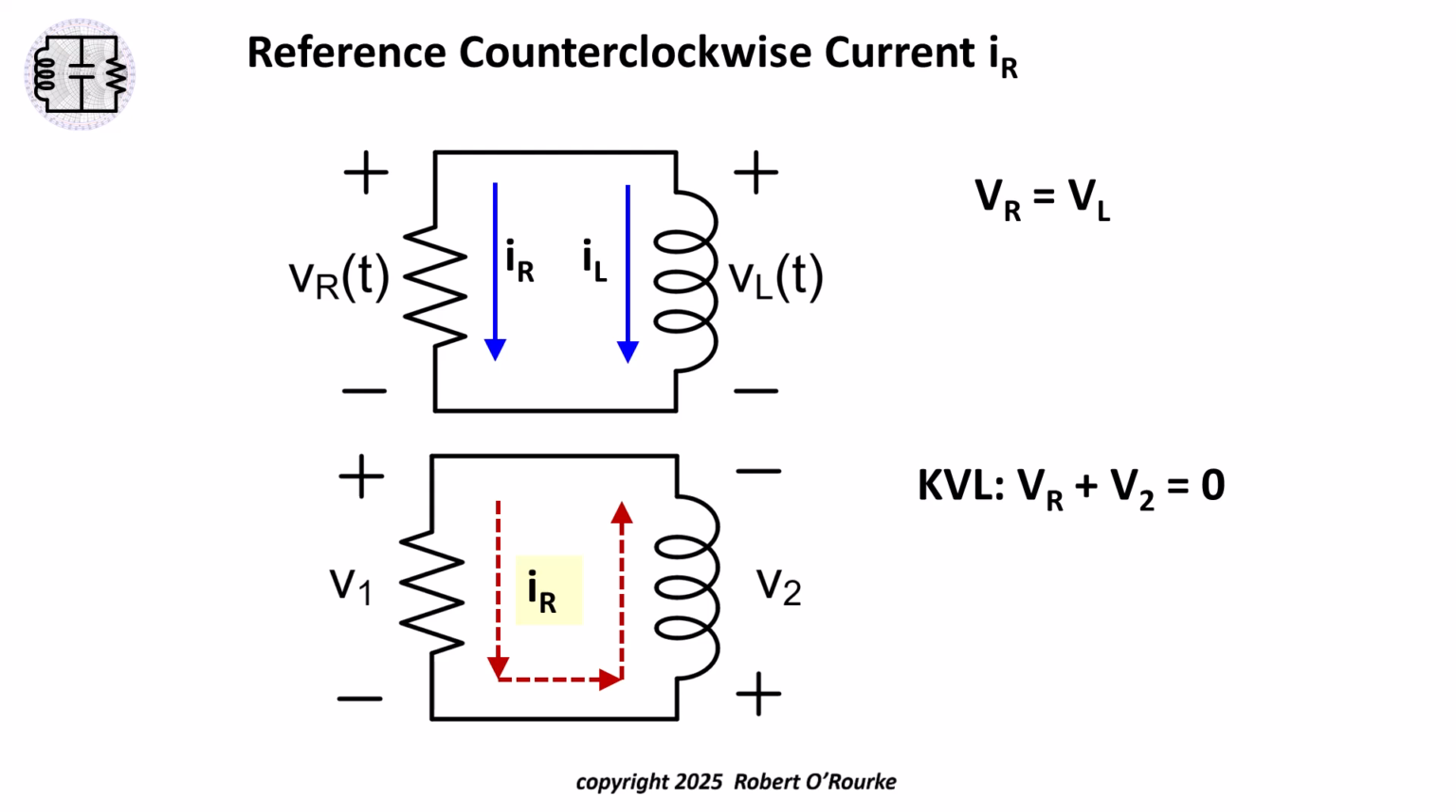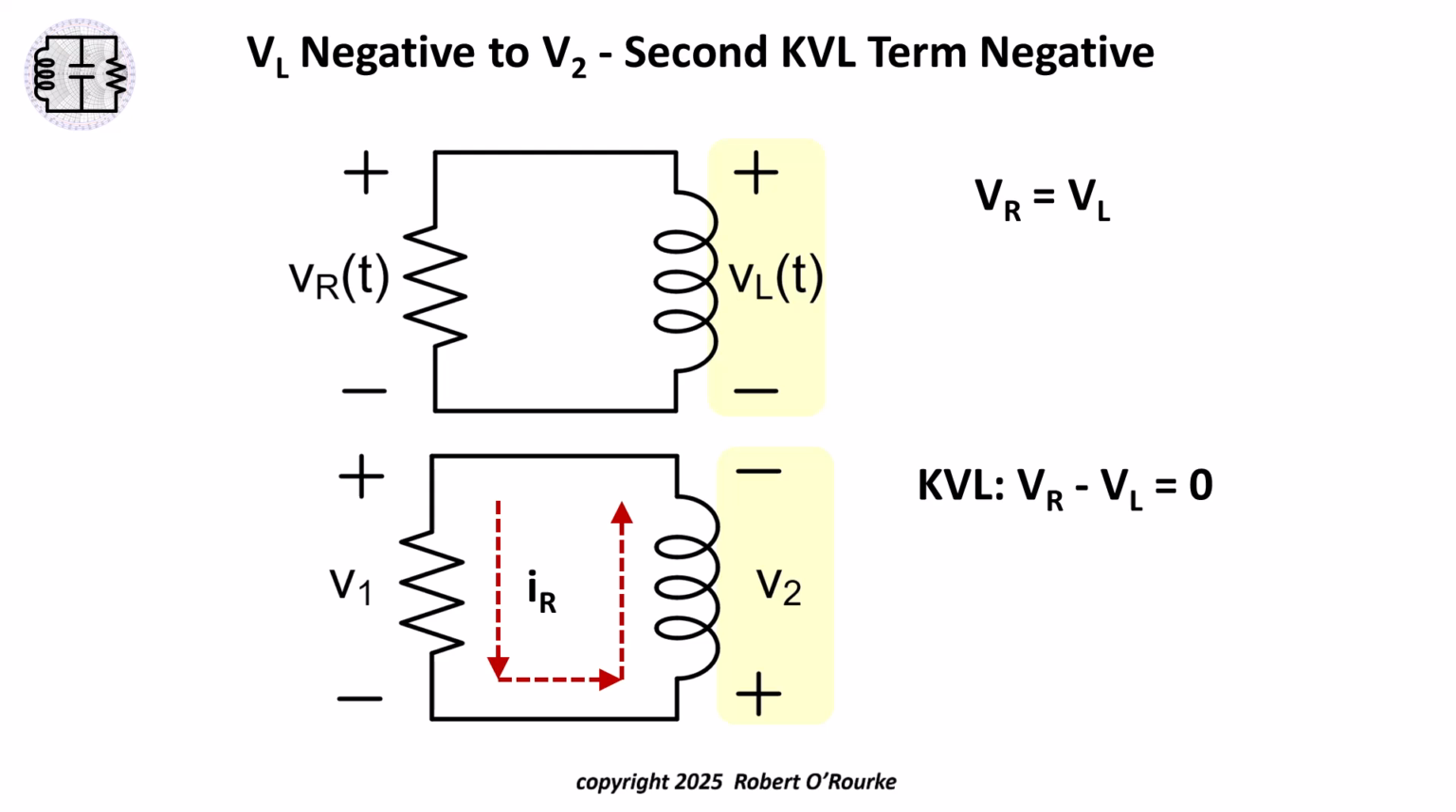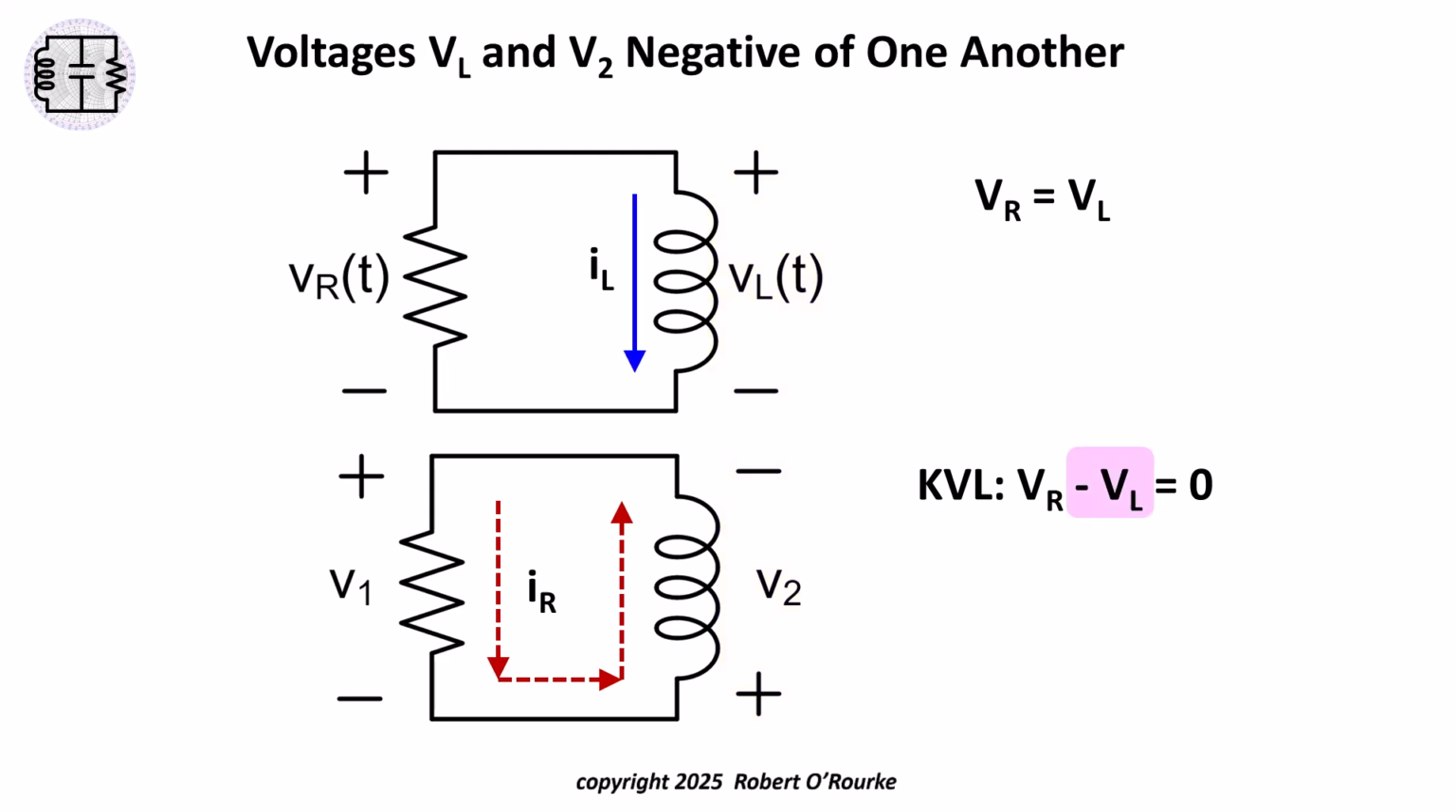The V sub R reference polarity includes current I sub R going counterclockwise around the loop, which also matches the current polarity of V1. Continuing around the loop from the resistor and going up through the inductor, the polarity of V2 is opposite of the reference polarity V sub L of the inductor.